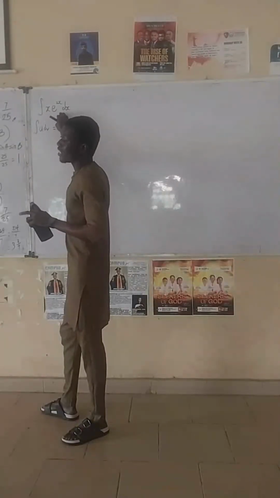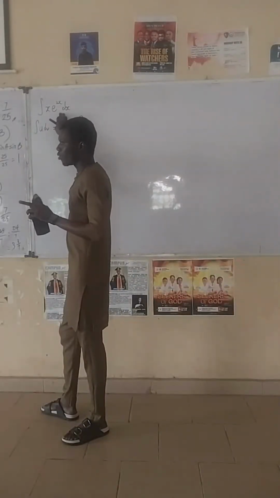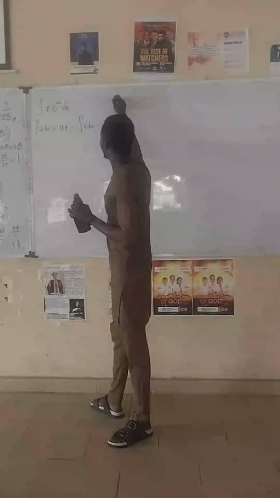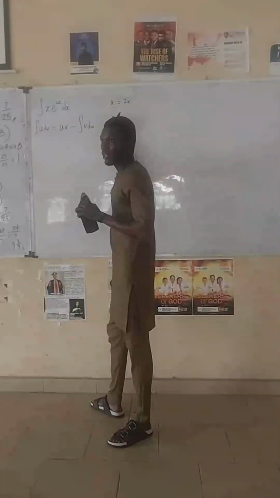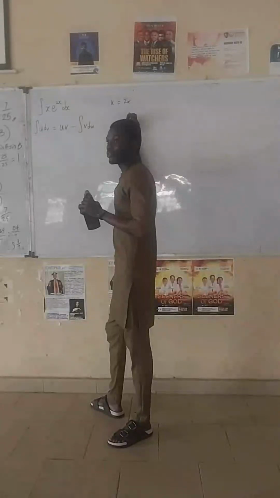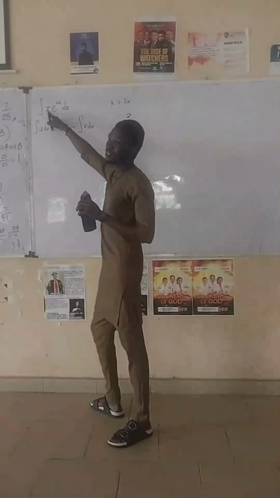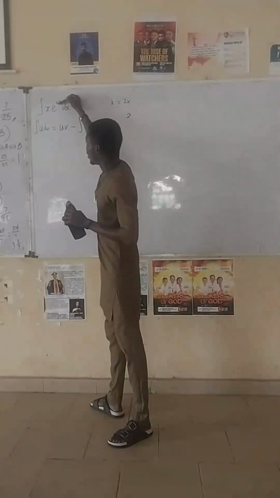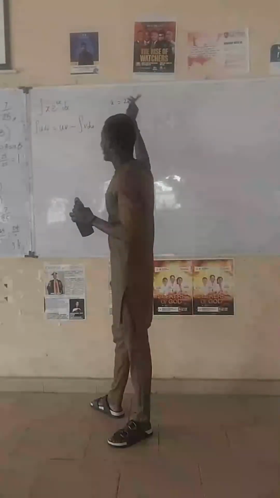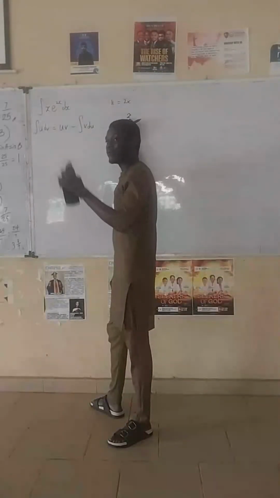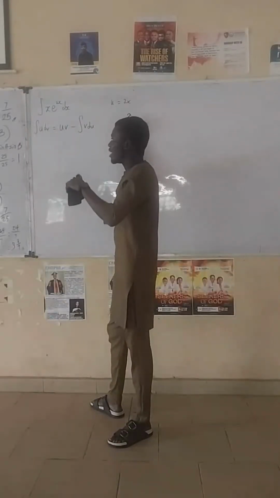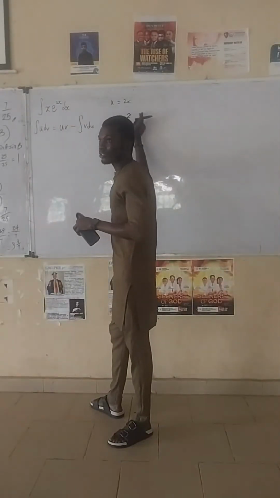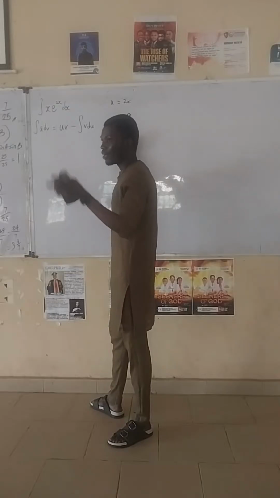In this case, if I use substitution, can it work? No, because let's assume I use substitution here. If I substitute u to be 2x, when I differentiate 2x, it will give me 2. And there's no way this 2 can cancel this x right here. At the end of the day, I'm going to have 1 over 2 du, and this 2 cannot cancel this x. So that's why I cannot go with substitution. That's why we have to look for another method to solve it.